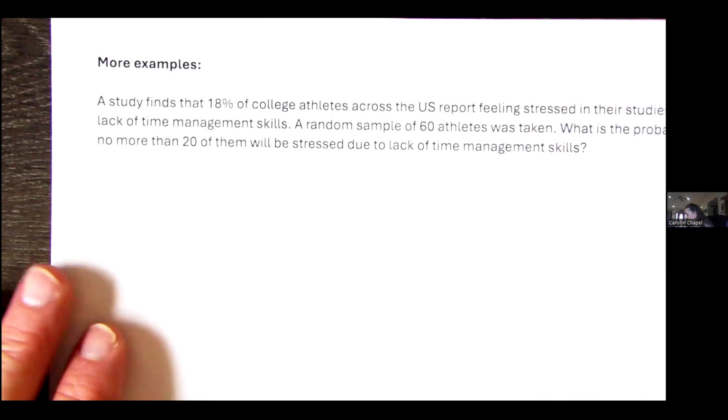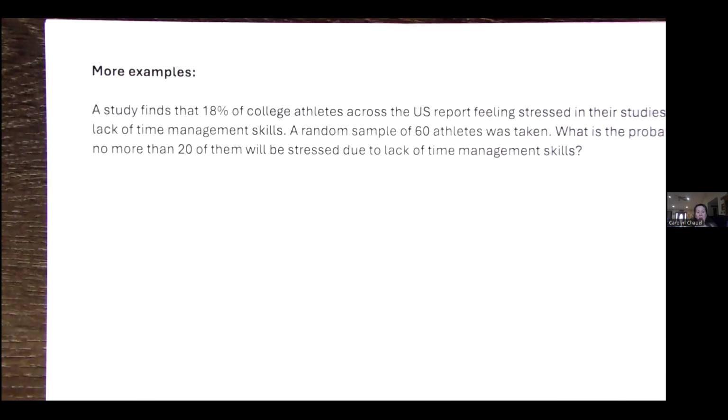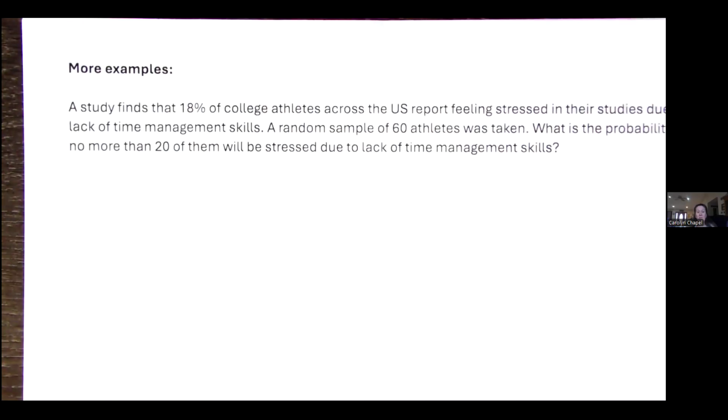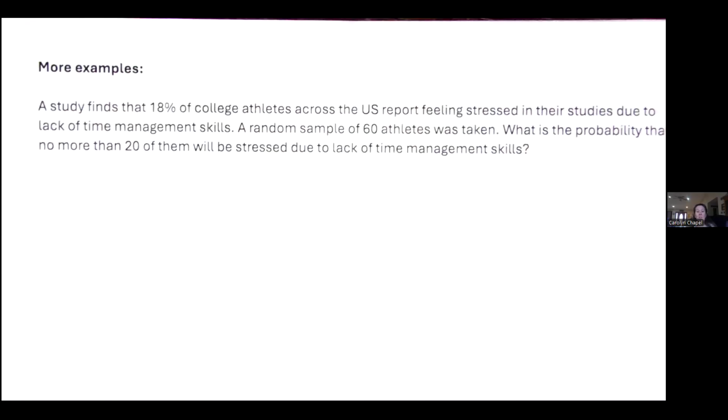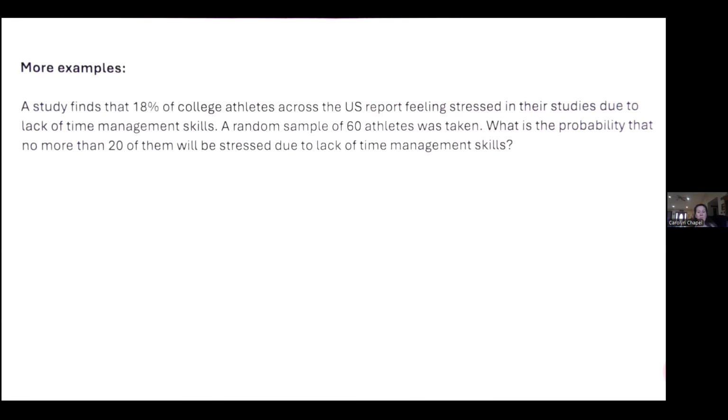Let's do another example here. Oops, lots of page here. A study finds that 18% of college athletes across the United States feel stressed in their studies due to lack of time management. A random sample of 60 athletes was taken. What is the probability that no more than 20 of them will be stressed due to the lack of time management skills? So I'm just going to kind of go through our pieces.